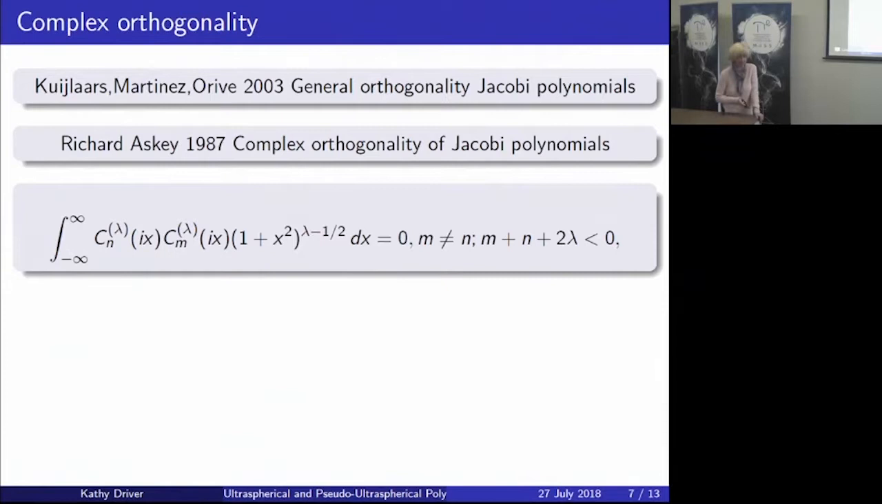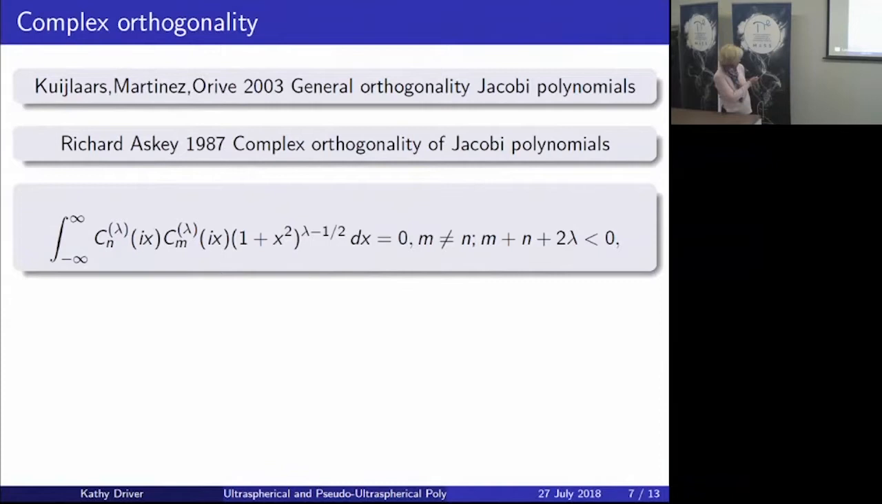We submitted our paper, I still have a copy of it. It turned out that it was published by Richard Askey in the Journal of Indian Mathematics, and no one knew that it was there, including us. But the referee must have been Richard Askey, because he said, sorry guys, this has been done. So Helmut and I never got that paper published, but we discovered this complex orthogonality of the Jacobi polynomials.